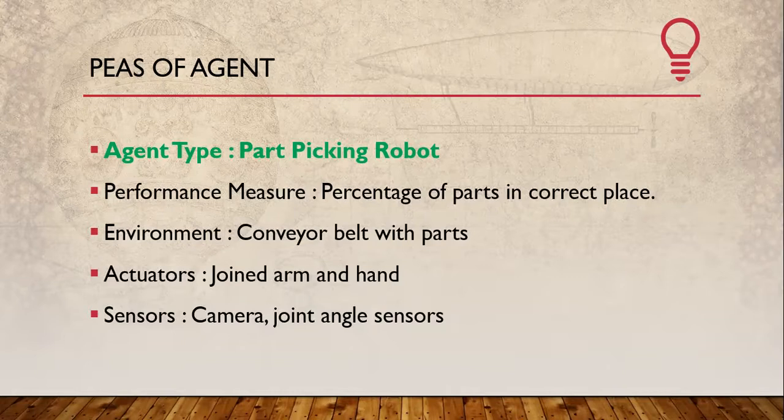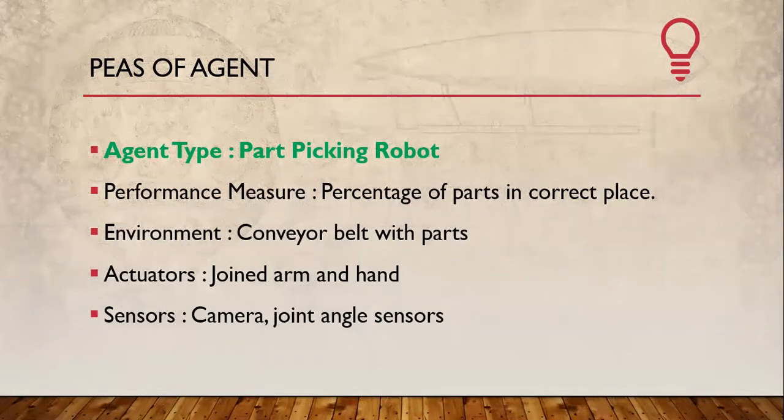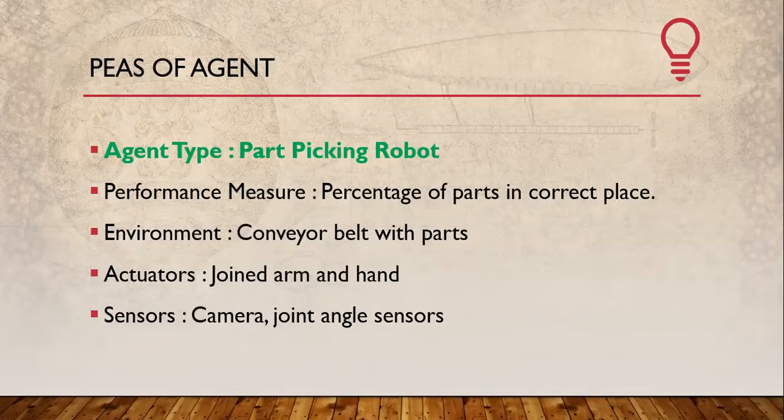The environment will be the conveyor belt with parts. So there will be a belt on which the parts will be continuously moving, and the agent has to sense that this is the part which has to be picked up. So that would be the environment. The actuators would be jointed arm and hand. I think you can very well imagine. And the sensors would be camera and joint angle sensors. So this is going to be the PEAS of the part picking robot.